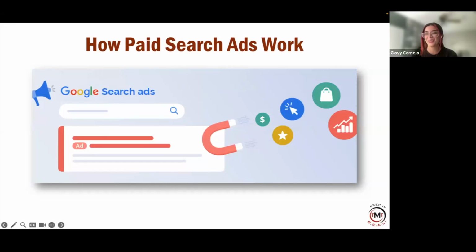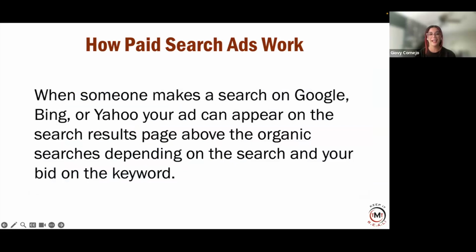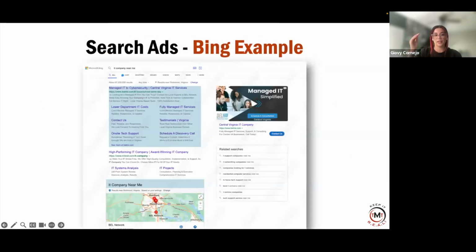To start off, I just really wanted to go ahead and explain generally how paid search works. Paid search works when someone is making a search on Google, Bing, or Yahoo. So they're actually typing something into their browser. That's when your ad can appear on the search results page, and it's going to appear above those organic searches. So it's going to be typically right at the top, if not second or third position.